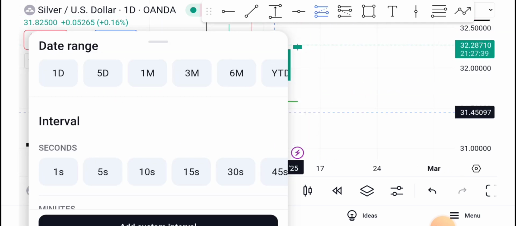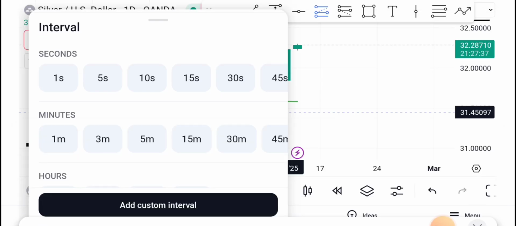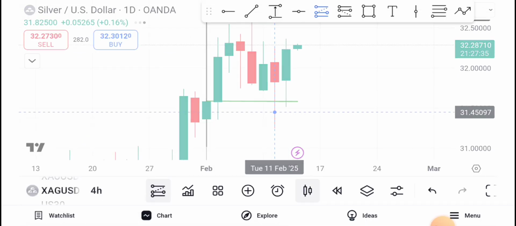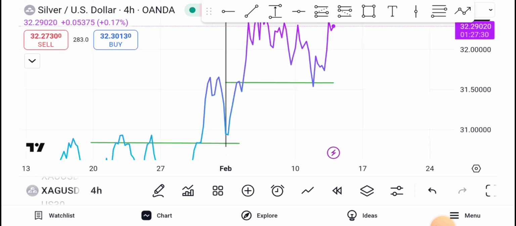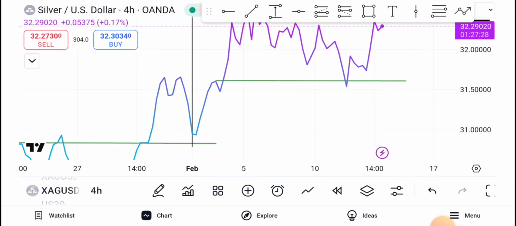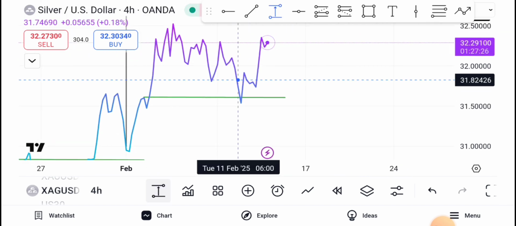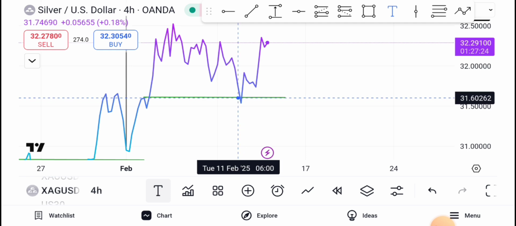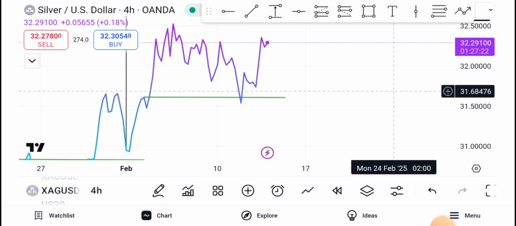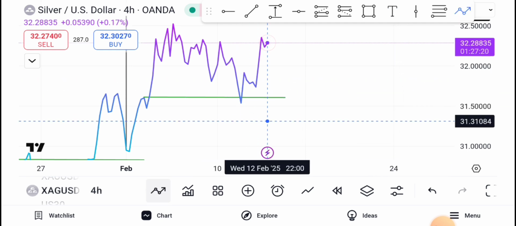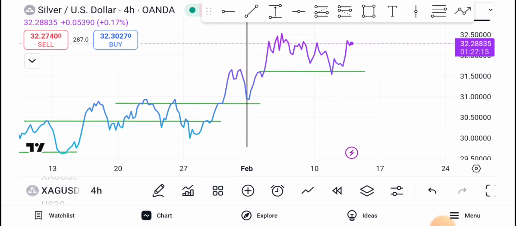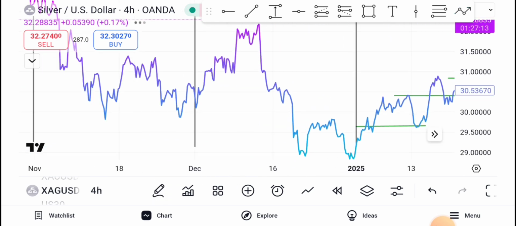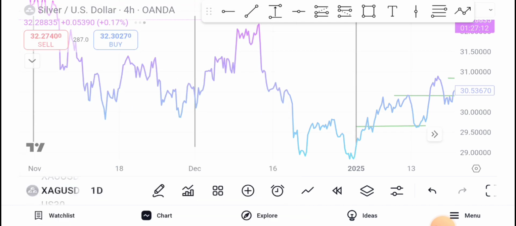Now let's go on the 4-hour time frame. See, we have it right here. And this was what happened recently, just this Tuesday, all the way to the upside. Let's use another pair. Okay, let's just use this one, but let's do more examples on it.